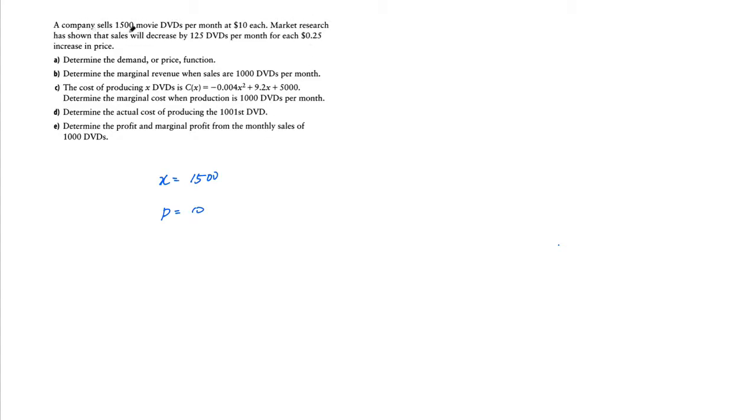Now, market research has shown that sales will decrease by 125 per month if you increase the price by 25 cents. I'm going to use n for the number of times we increase the price by 25 cents. So every time there's an n, the demand will decrease by 125. Part A, determine the demand. This is the demand function, based on the number of times we increase the price by 25 cents. This is the price function. So that answers part A.